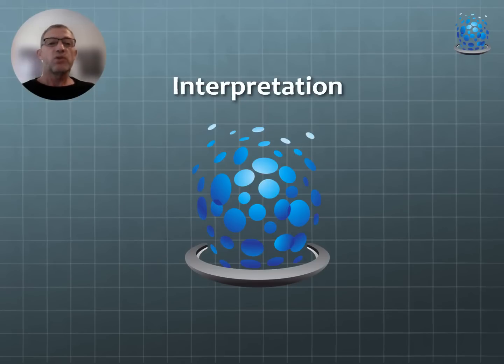So I'd like to now talk about interpretation of the results and what we think they may mean, and put that in the context of some wider research or background research in certain areas.